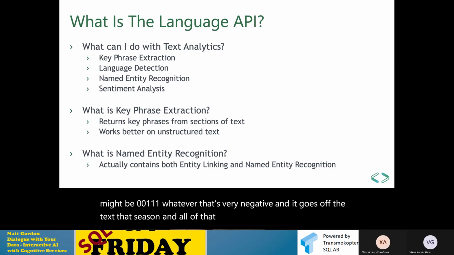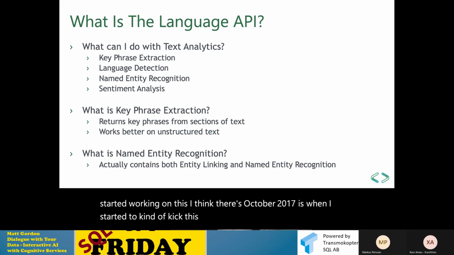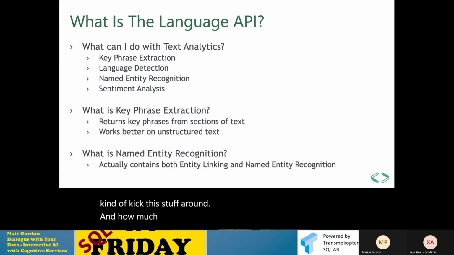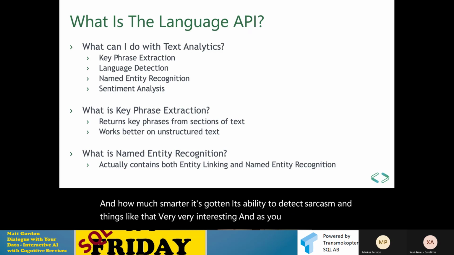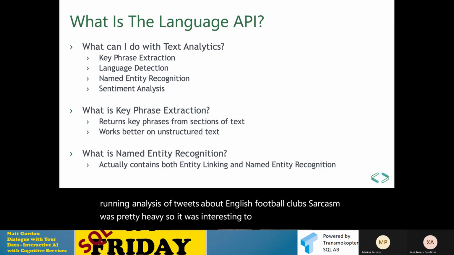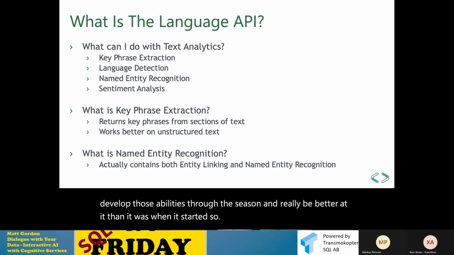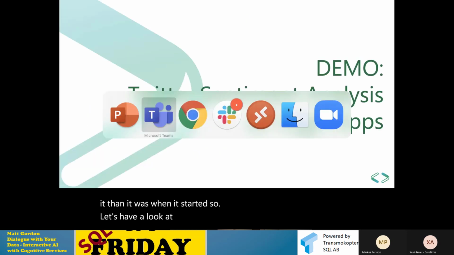And what was really fascinating is I started working on this, I think it was October of 2017, is when I started to kind of kick this stuff around, and how much smarter it's gotten, its ability to detect sarcasm and things like that. Very, very interesting. And as you might imagine, running analysis of tweets about English football clubs, sarcasm was pretty heavy. So it was interesting to see it kind of develop those abilities through the season and really be better at it than it was when it started. So let's have a look at sentiment analysis in action.